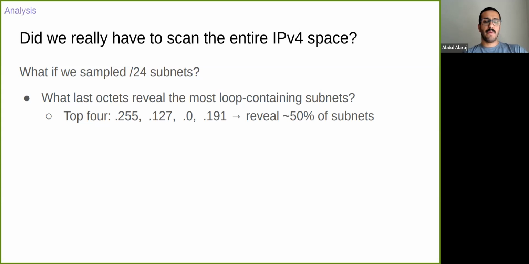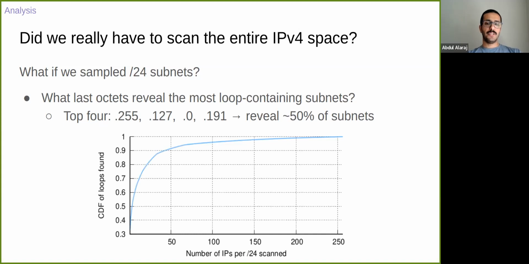So what if we want to optimize the volume of future scans to minimize the number of probes we send in order to discover all loop-containing subnets, just these /24 subnets? What last octets reveal the most subnets? We analyze our data set and find that these 4 last octets reveal around 50% of subnets. The CDF shows the number of ranked IPs needed to reveal the most loop-containing subnets. And we can see that to reveal around 92% of loop-containing subnets, one needs to scan the top 50 IPs in terms of their revealing rank. We think this plot, along with the previous one, are 2 good examples of why we need to scan the entire internet to detect all routing loops.